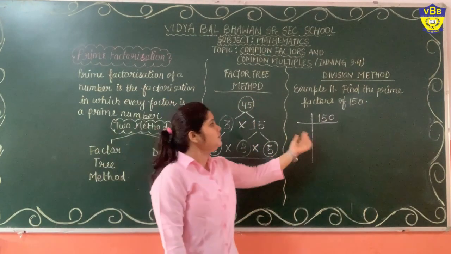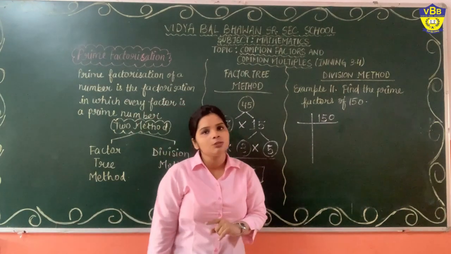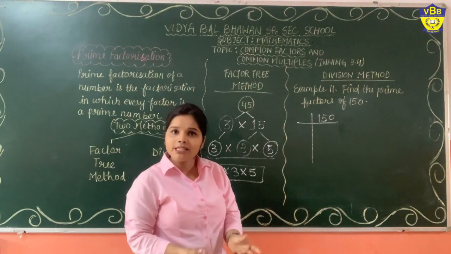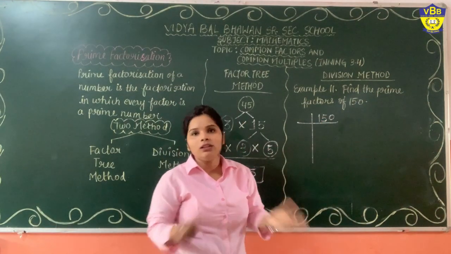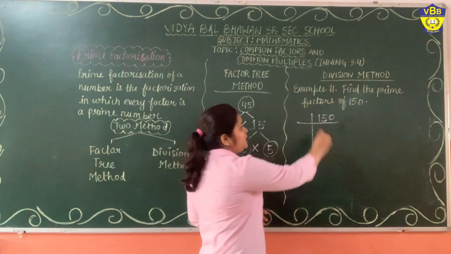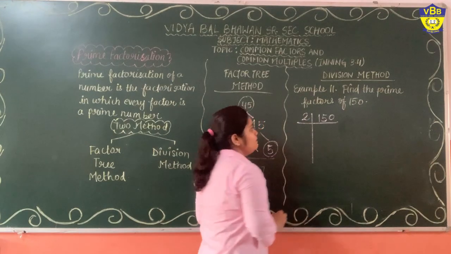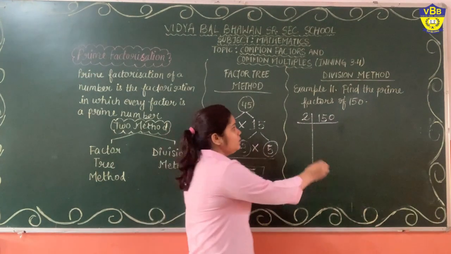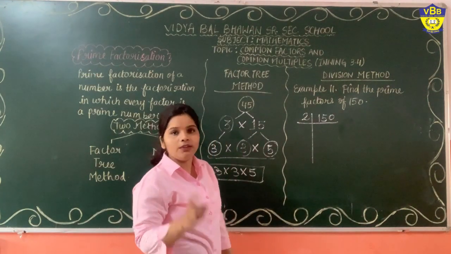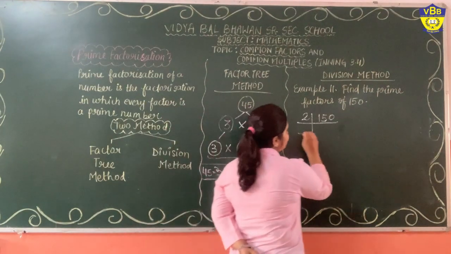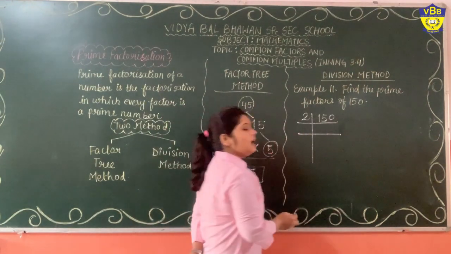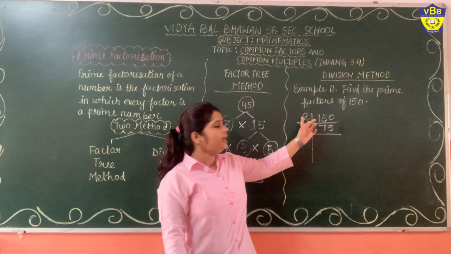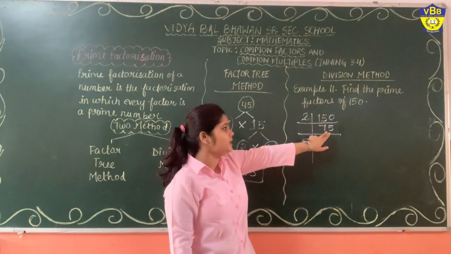It is actually similar to the previous method. You need to check the smallest prime number, that is 2. Is 150 divisible by 2? Yes, 150 is an even number and all the even numbers are divisible by 2. So we will write the smallest prime number here, that is 2, because 150 is divisible by 2. Now divide 150 by 2. When you divide 150 by 2, you will get a quotient, and that quotient has to be written here. The quotient is 75, and it has to be written on the second horizontal line.